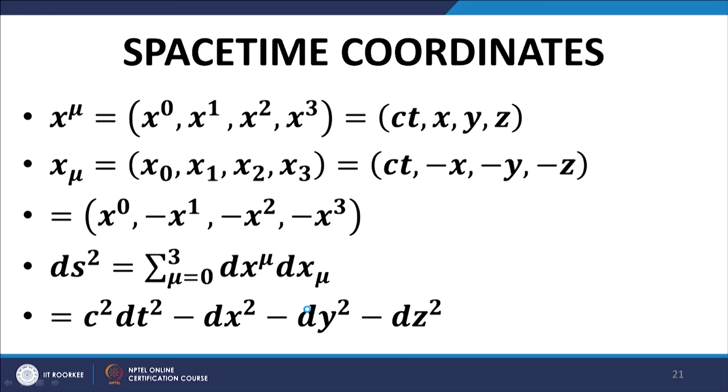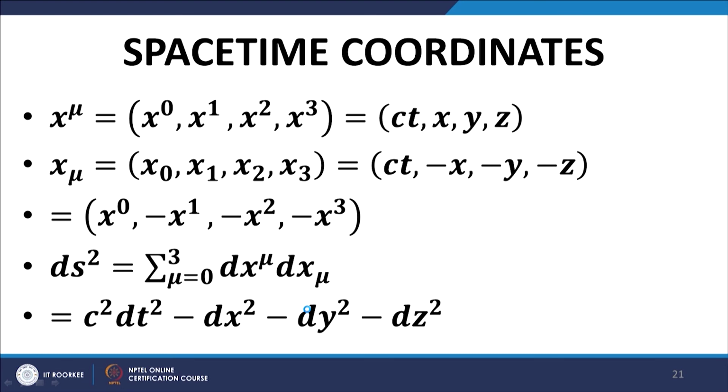As for the space-time coordinates convention, the contravariant coordinates will be represented in terms of upper indices as usual, and we shall use x0 for identifying the time coordinate, and x1, x2 and x3 for the spatial coordinates. So x0 is equal to ct, x1 is equal to x, x2 is equal to y, and x3 is equal to z. The corresponding covariant coordinates would be given by the lower indices x0, x1, and so on, and these would represent ct, minus x, minus y, minus z.